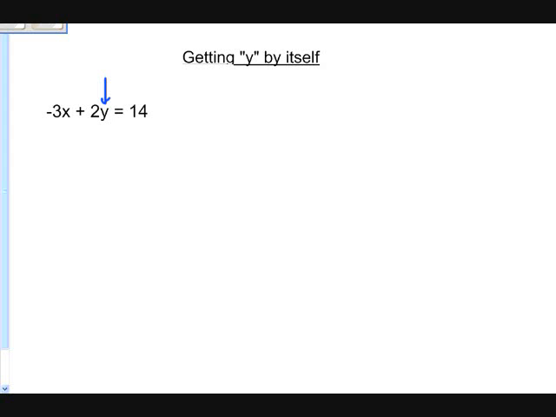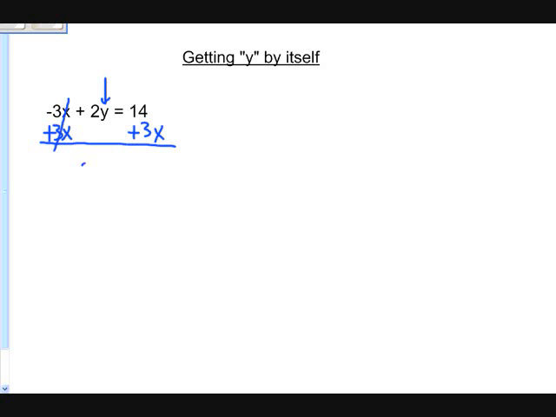And if you're not sure exactly which one it is, it's always the one that's the furthest away from our goal, which was to get y by itself. So we're going to get rid of the negative 3x first, because it's further away than the 2 is. And we always do that by adding and subtracting. And so if this is a negative 3x, then in order to get rid of it, we're going to add 3x to both sides. That will cancel out this 3x.